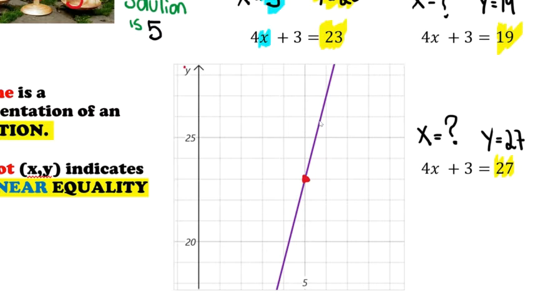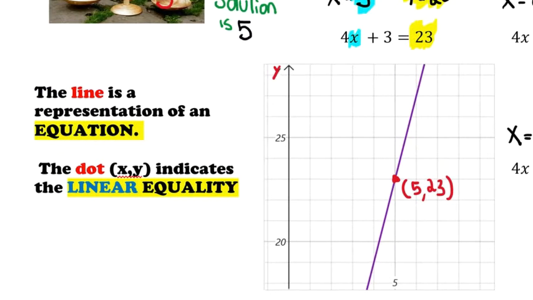As we can see, we have the y-axis that goes up and down, and an x-axis that goes left and right. So here we clearly have 5, 23. But why are we solving these linear equalities? Because it's an equality when it falls on the line. Here is the important and critical information. The line represents the equation.